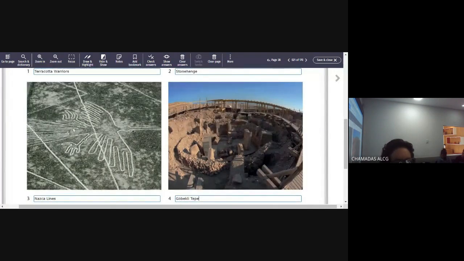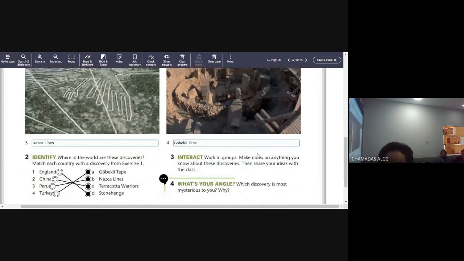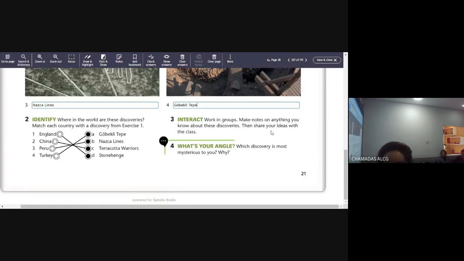I also like the Nazca lines because how could someone make this kind of drawing on the soil so many years ago and with such precision? It's difficult to imagine this, right? I mean, so many mysterious things.